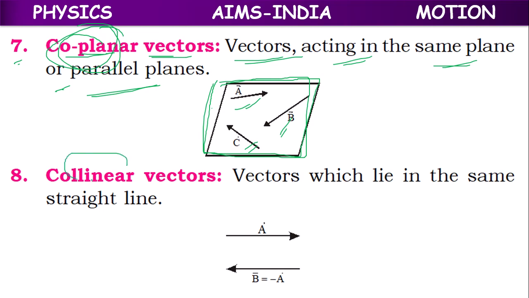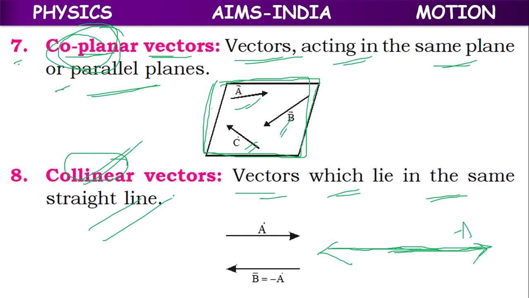Collinear vectors are vectors which lie in the same straight line. If they are acting on the same line, for example the A vector towards the east direction and on the same line the B vector acting in the west direction, as they are acting on the same line, they are called collinear vectors.